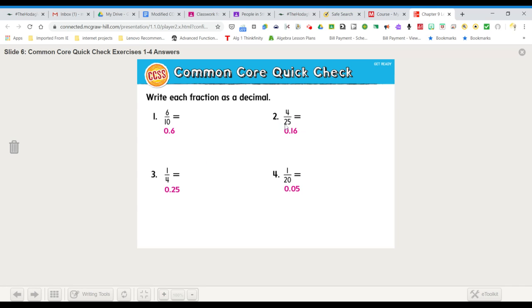And we don't have a place value called 25ths, but we do have a place value called hundredths. So we have to change that fraction into hundredths. And that's how 4/25 becomes 0 and 16/100.